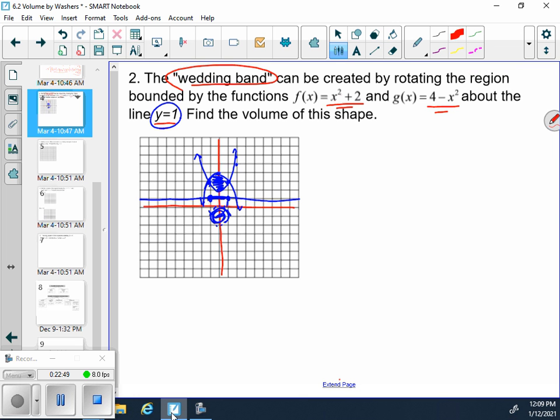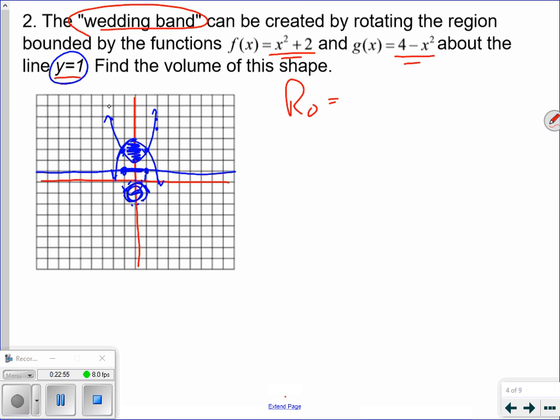So we'll discuss the outer radius again. The radius of the outermost function away from the line of revolution is this part of the graph right here, the top of the function, which is the graph 4 minus x squared. So it's 4 minus x squared, my outer function, minus my line of revolution, which in this case is 1. So that's like the top minus the bottom. That's kind of how I want you to think about it.